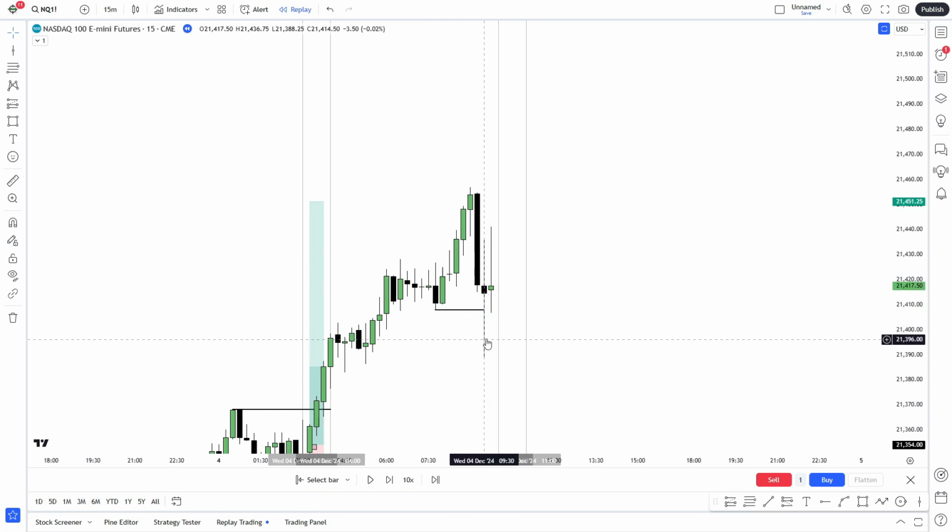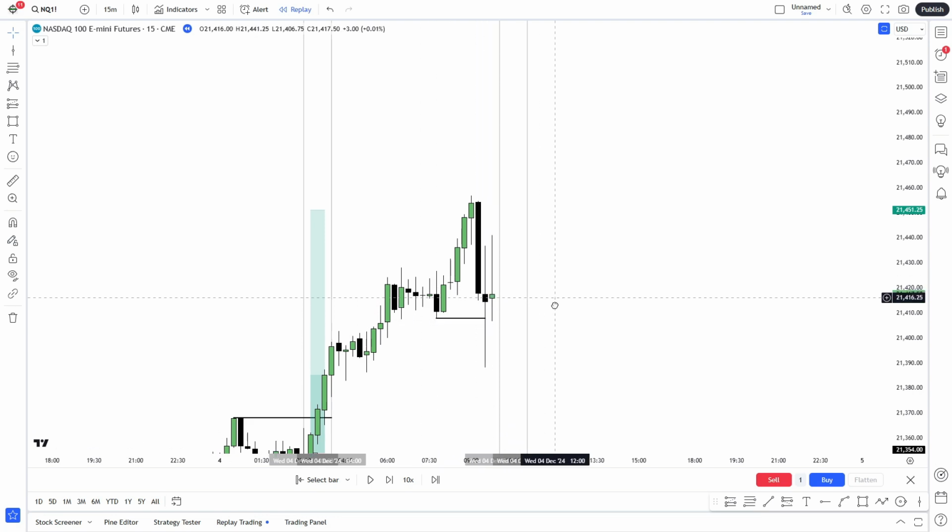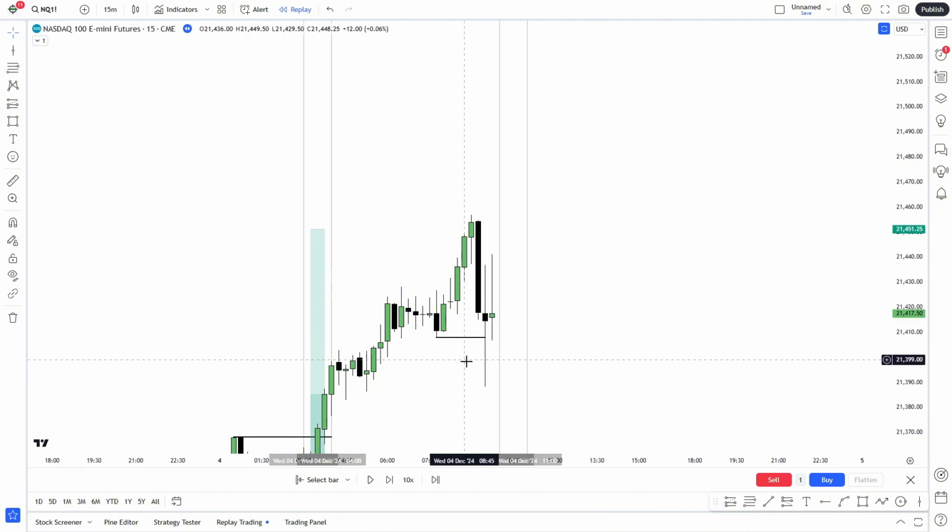We failed to close below this low, quickly rejecting that level. So this was a very obvious stop hunt right here. We closed bullishly on this candle here. So this to me is suggesting extreme bullishness and further movement to the upside.